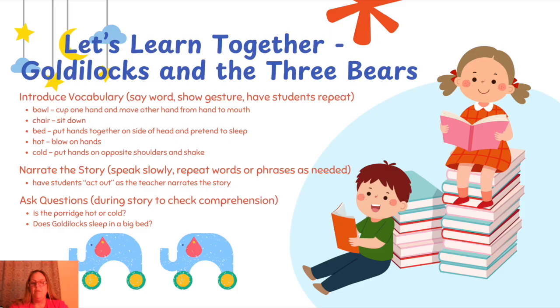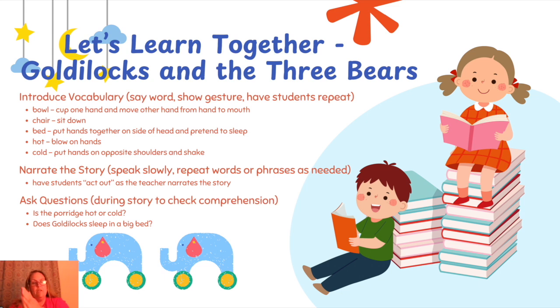A good activity for this is we're going to read a story. The story that I chose was a familiar story to students. It's Goldilocks and the Three Bears. So first of all, you would introduce the words that you want the students to use. The first one I chose was bowl. So you would put your hand in a cupping shape and pretend you're eating out of a bowl. And this is how you would say bowl and demonstrate that, and then have the students repeat after you. Another one is chair. So you would have the students start standing and they would sit down.